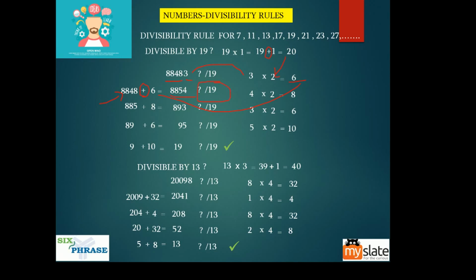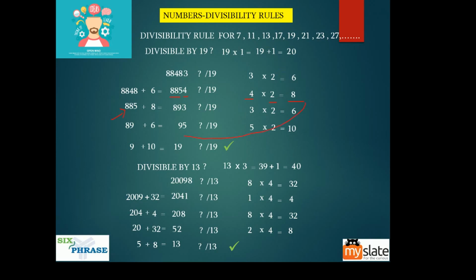Now 8854, can you surely say it is divisible by 19? I cannot say it. Some of you might say it, but I'm not sure if this is divisible by 19. So what will I do? I'll redo the process again. Take this 4, multiply it by 2, I get an 8, and if I take this 4, I'll be left with 885. So that is the 885 I have here.